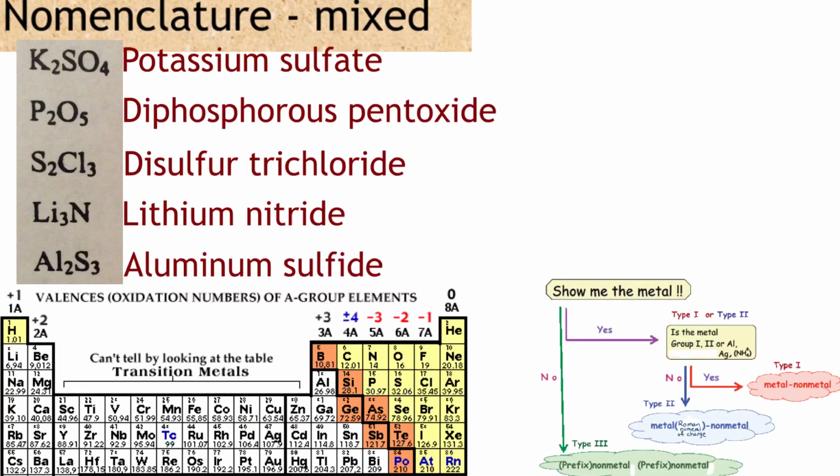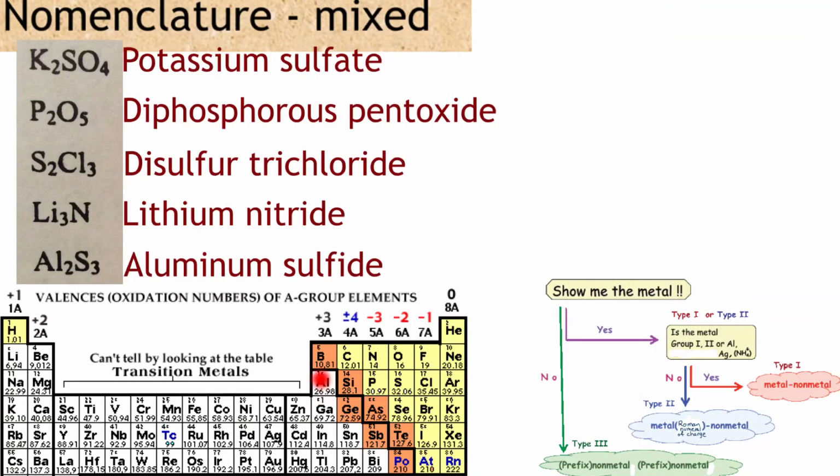This is a nonmetal because phosphorus is here to the right of the stair step, so I use prefixes. Same thing with sulfur. Nonmetal, so I use prefixes. Lithium is a metal, so I use ionic compound naming rules. So I just name the ions. It does not matter how many are there. I don't need to use prefixes.